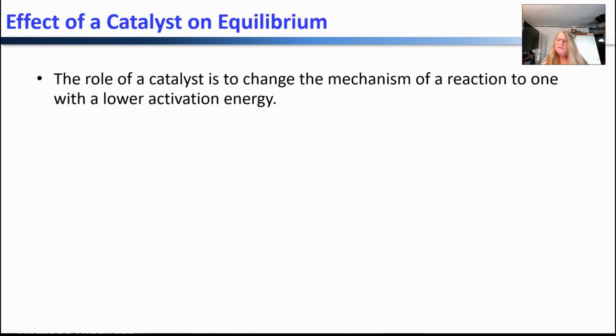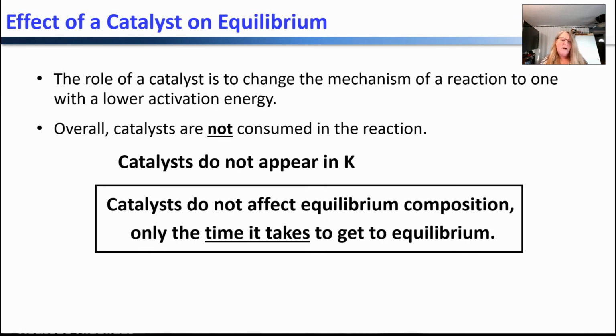Back in 162, we defined catalyst for you. And what we said is that it's something that helps speed up reaction and it's not consumed during the reaction. So the hint there is that it is speeding it up, but it's not producing more. It's just making it more efficient.